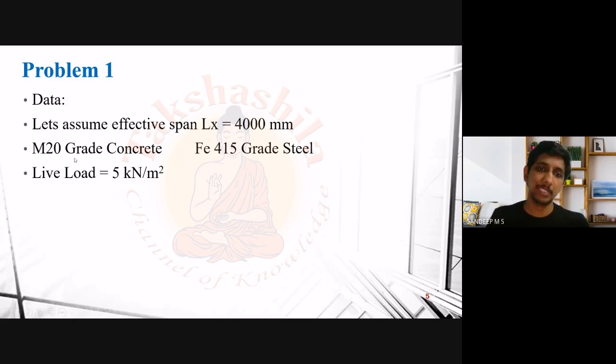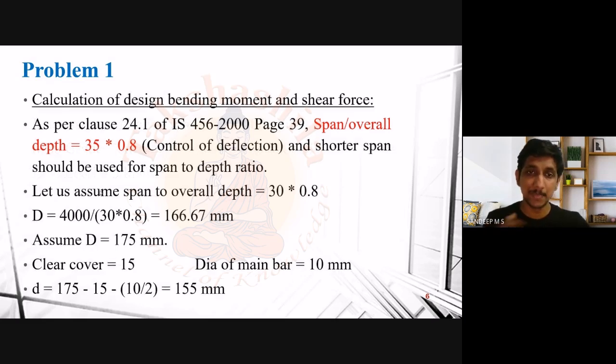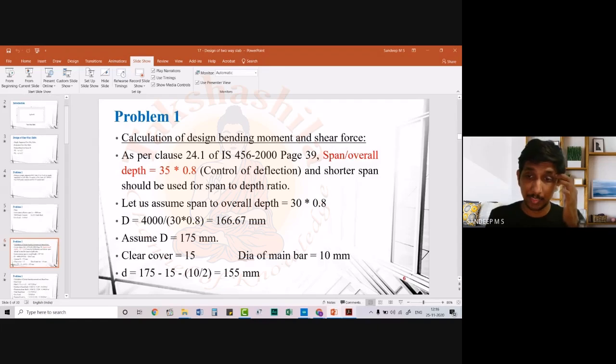And we are provided with M20 grade concrete, Fe415 grade steel, and the live load is also mentioned in the question as 5 kilonewton per meter square. So these are the data given in the question. And one more thing we should note when we deal with the two-way slab is, I will take the corresponding clause. So as per clause 24.1 of IS 456 2000. So we will go to that 24.1.